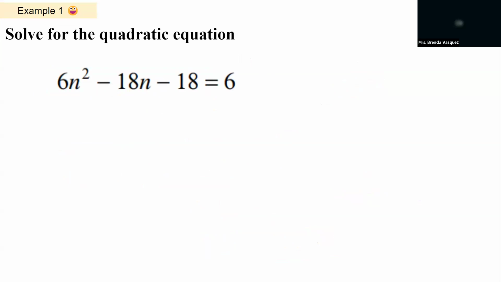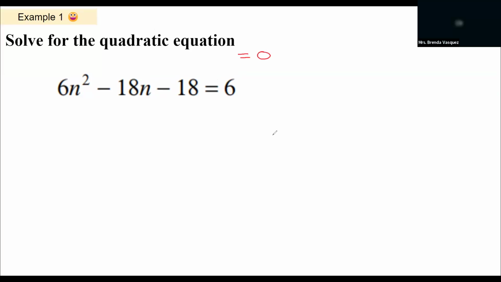And actually, we haven't done this one yet. So let me go ahead and walk you through this one. Same idea, we need to make the right side equal to 0. So how do we make that right side equal to 0? Subtract. This time we have to subtract 6.